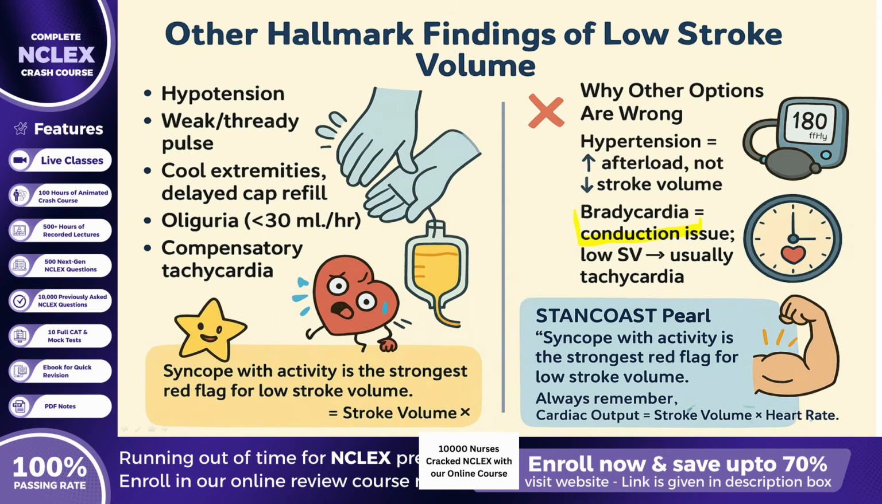To tie this together with a clinical pearl, stroke volume is determined by preload, afterload, and contractility. Any impairment in these factors will limit forward blood flow. The hallmark indicators of low stroke volume include syncope, hypotension, weak pulses, cold extremities, tachycardia, and decreased urine output. Nurses caring for such clients should prioritize safety measures, including keeping the bed in a low position, assisting with ambulation, and monitoring vital signs closely.